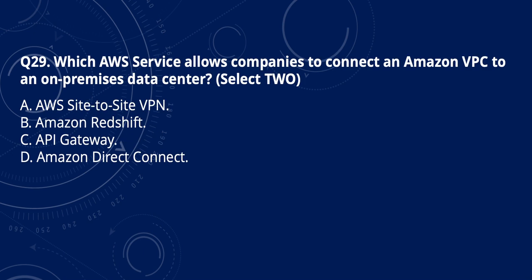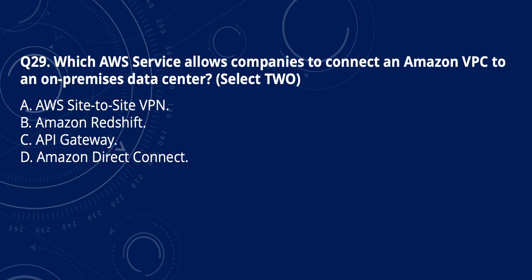Next, question number 29. Which AWS service allows companies to connect an Amazon VPC to an on-premises data center? So here we need to select two options. So we have option A, AWS Site-to-Site VPN. Option B, Amazon Redshift. Option C, API Gateway. And option D, AWS Direct Connect.